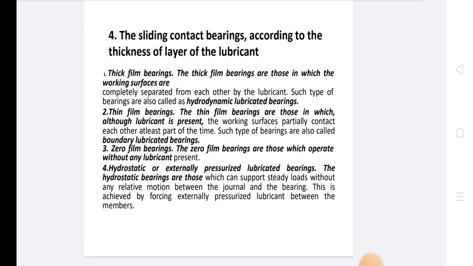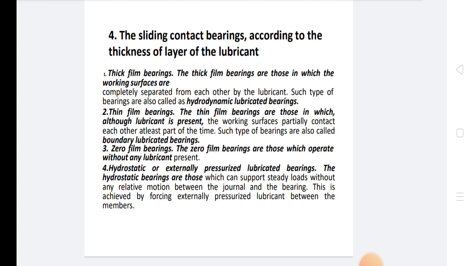Thick film bearings are those in which the working surfaces are completely separated from each other by the lubricant. Such bearings are also called hydrodynamic lubricated bearings. Second is thin film bearings. Thin film bearings are those in which although lubricant is present, the working surfaces partially contact each other at least part of the time. Such bearings are also called boundary lubricated bearings.